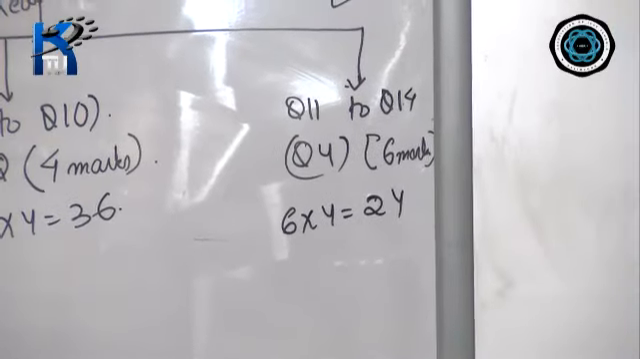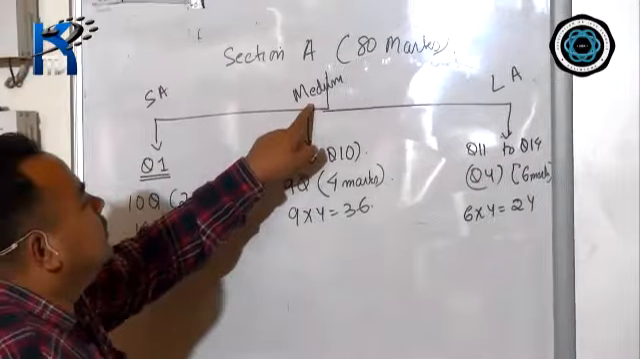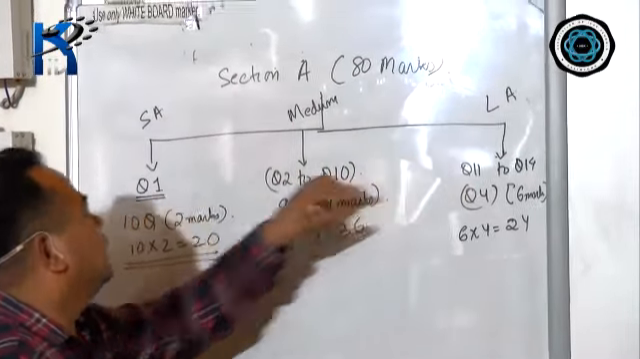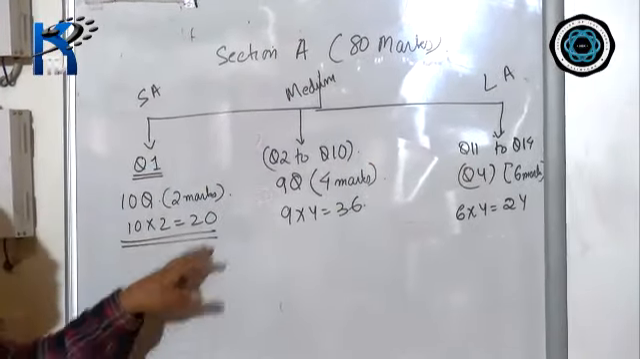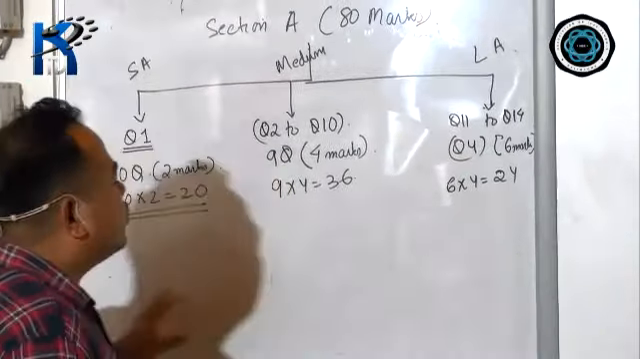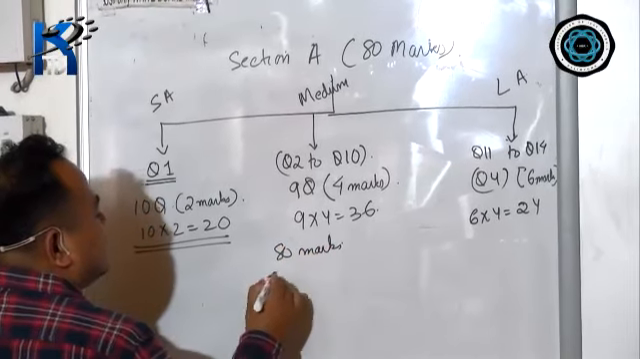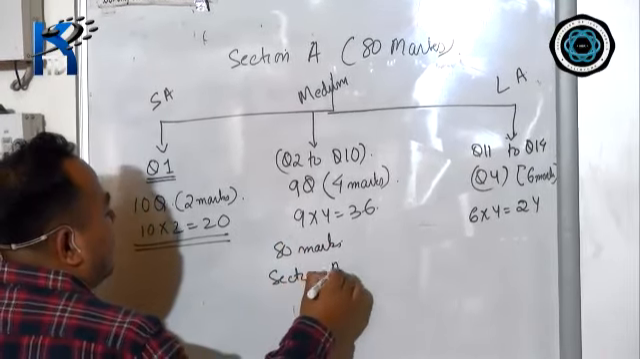So first part, short answer question. Second part, medium. And the third is long answer question. Short answer question for 20 marks, medium is 36 and long answer question for 24. So the total is 80 marks. That's section A.